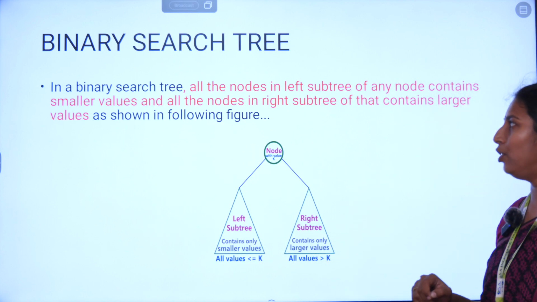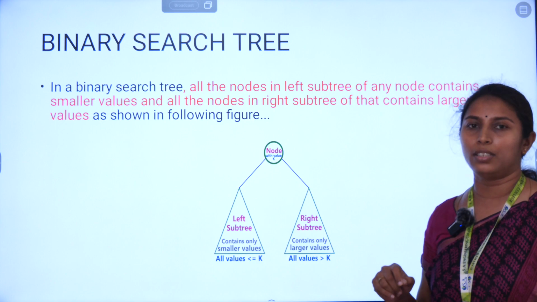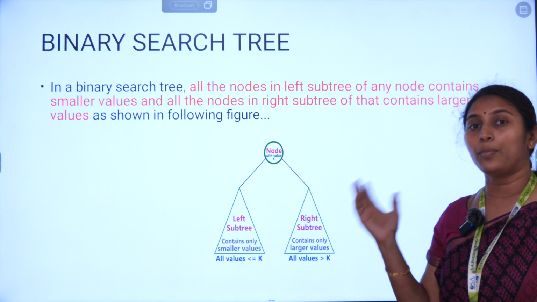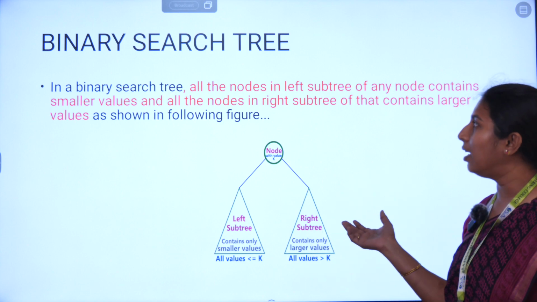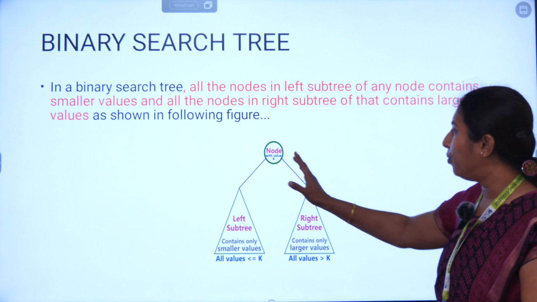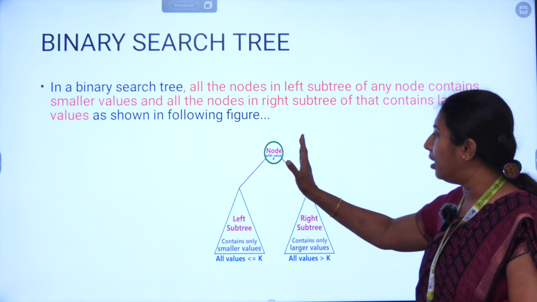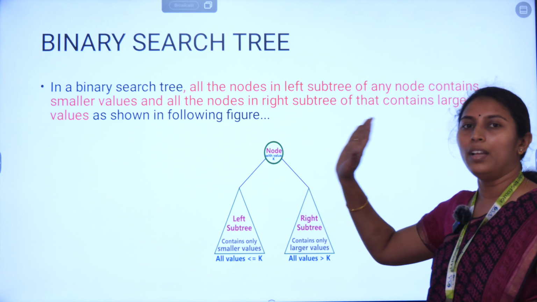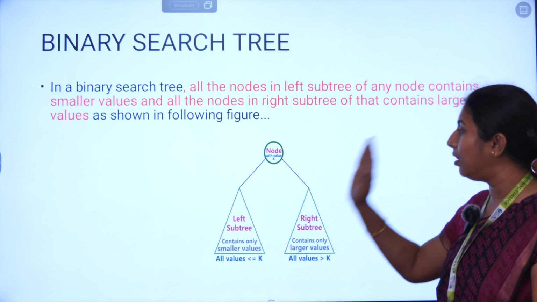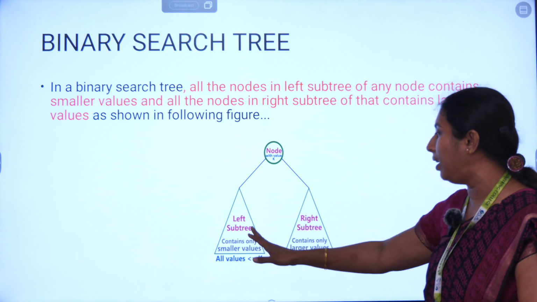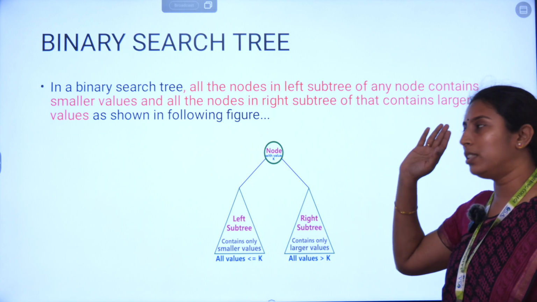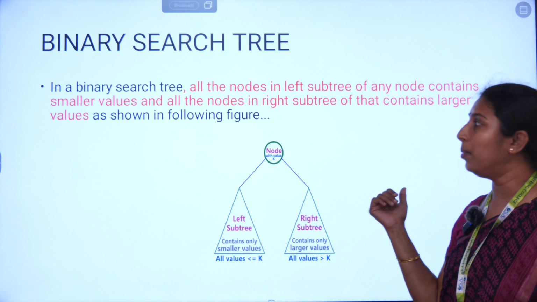And next we need to know the concept of what a binary search tree is. A binary tree, as we were saying, can have at most 2 children. Whereas in a binary search tree, the nodes to the left of the root node should have values less than the root node, in the left subtree, and the right subtree should have values larger than the root node. That is your binary search tree.